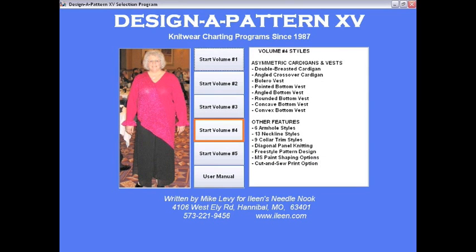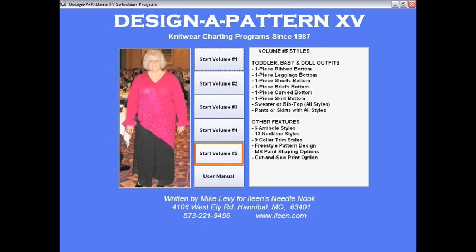Volume 4 can be used to design asymmetric cardigan and vest styles. These include double-breasted and crossover cardigans, as well as a variety of six vest styles. As in Volume 1, these tops can be designed with numerous armhole and neckline styles with a diagonal knitting option. As in all of our other volumes, a freestyle design option is also offered.